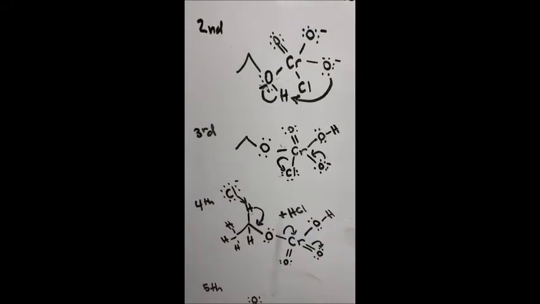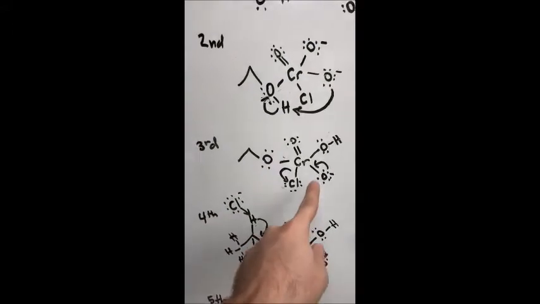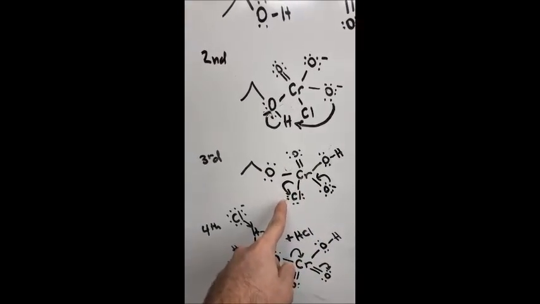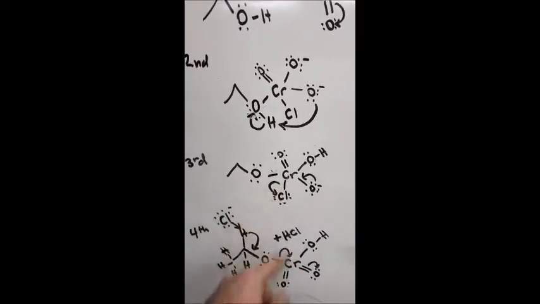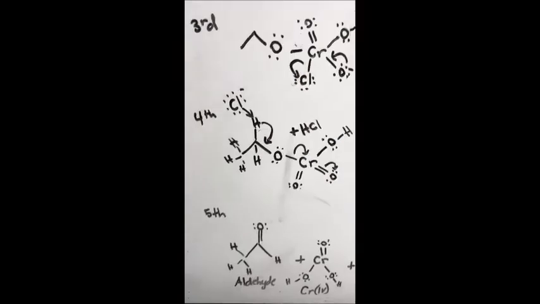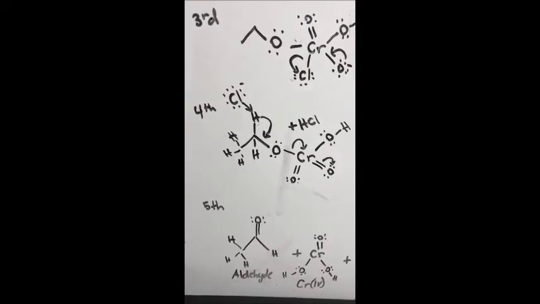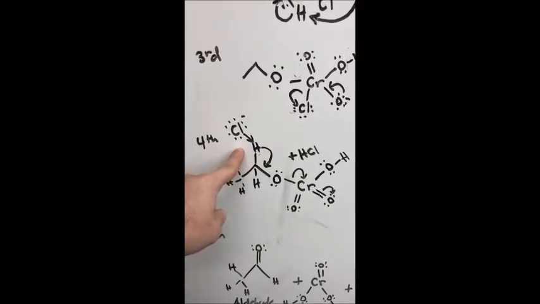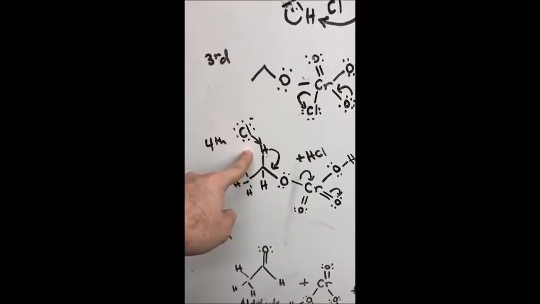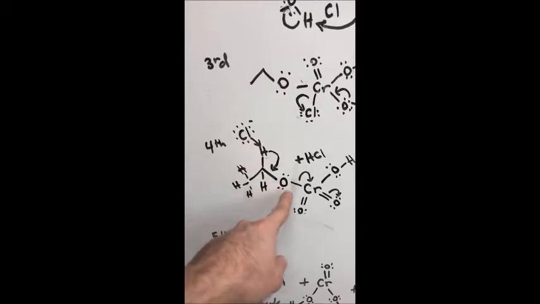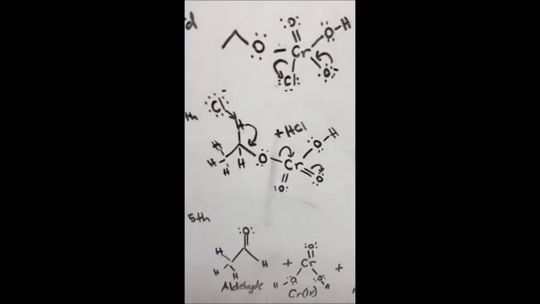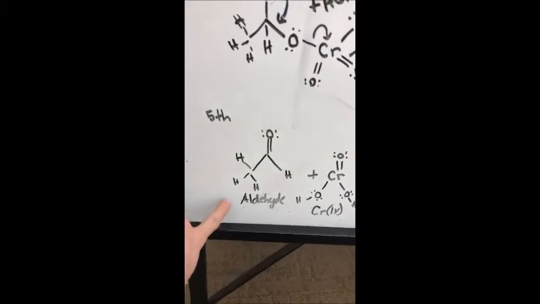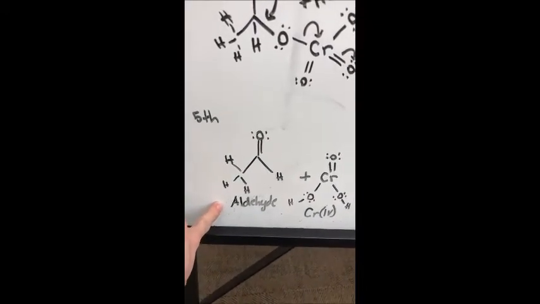In the third step, you're going to have double bond reformation on oxygen and loss of a leaving group of chlorine that detaches from the chromium complex. In the fourth step, you'll have proton transfer onto chlorine, which will form HCl as a byproduct. This is going to cause a carbonyl formation that prompts chromium to become a leaving group. And then ultimately in the fifth step, we get the product that we were wanting, which is an aldehyde.